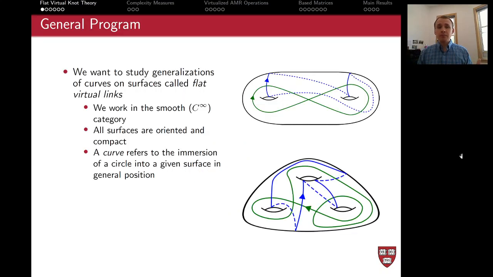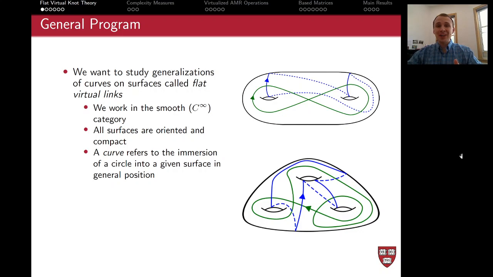So the big idea is that we're going to be studying generalizations of curves on surfaces, which are called flat virtual links. And I want to use this time to give an overview of some different algebraic constructions in flat virtual knot theory. And if you have any questions or comments, or if you want to talk to me about any of this, please don't hesitate to reach out.